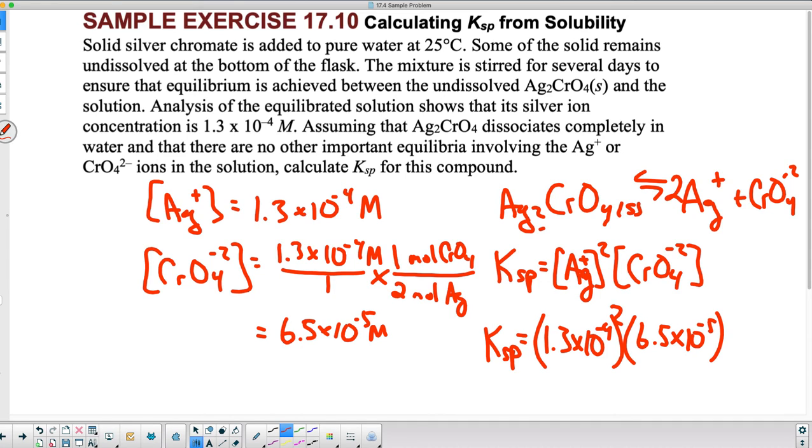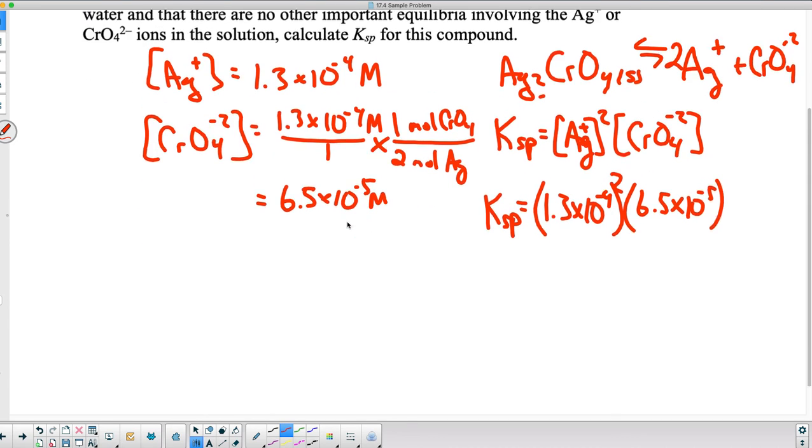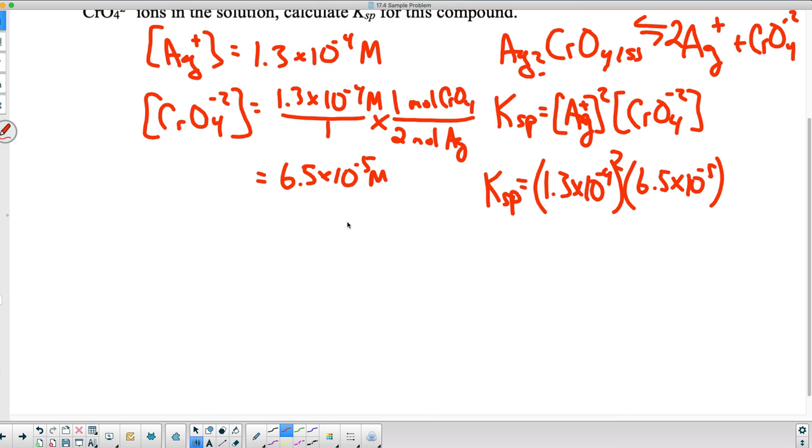Let me pull down here just to get a little bit more room. So KSP then should equal 1.1 times 10 to the negative 12th. And there's our KSP for silver chromate.